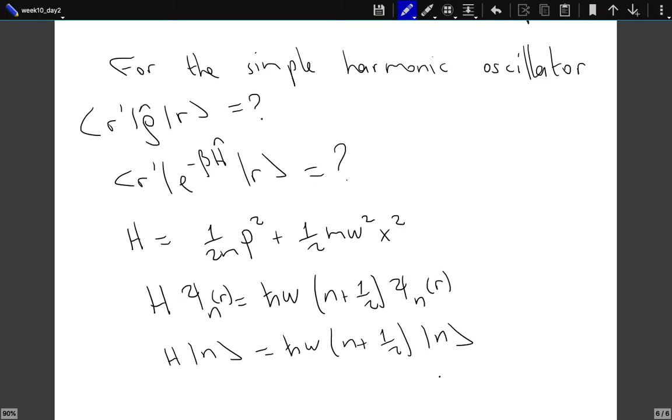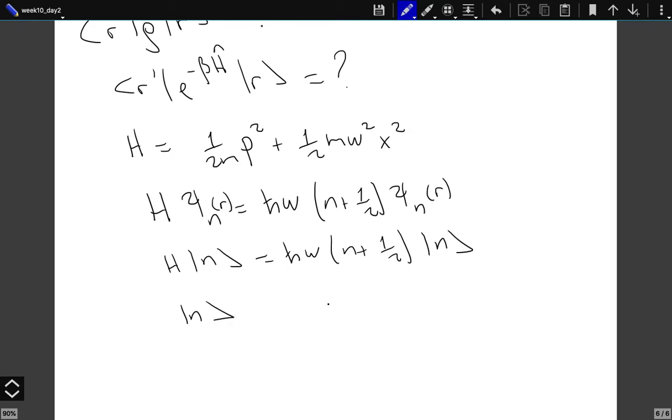By the way, how are these states |n> and psi n of r related? What's the relation between these two notations? We sometimes use the bra-ket notation, we sometimes use the wave function. What's the relation between them? Basis. Hmm? Just the basis. The right one is the coefficients of the state in the position basis. So you are saying that |n> is actually an integral of, you mean this one?